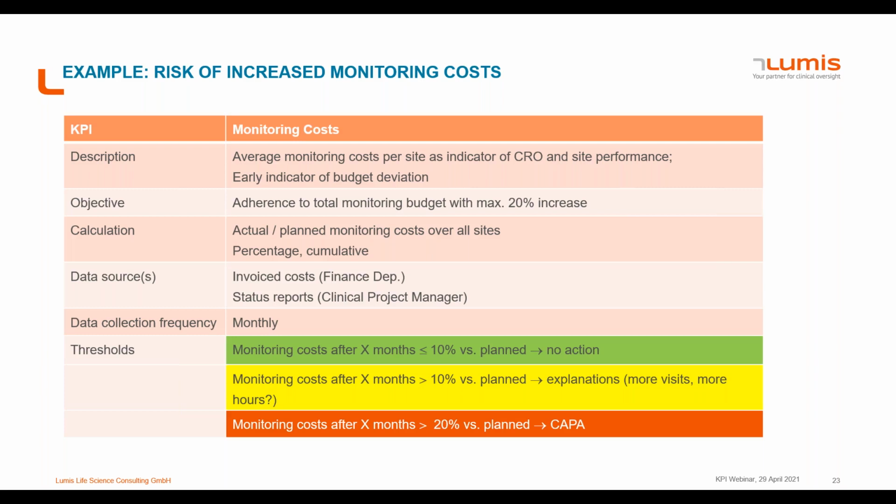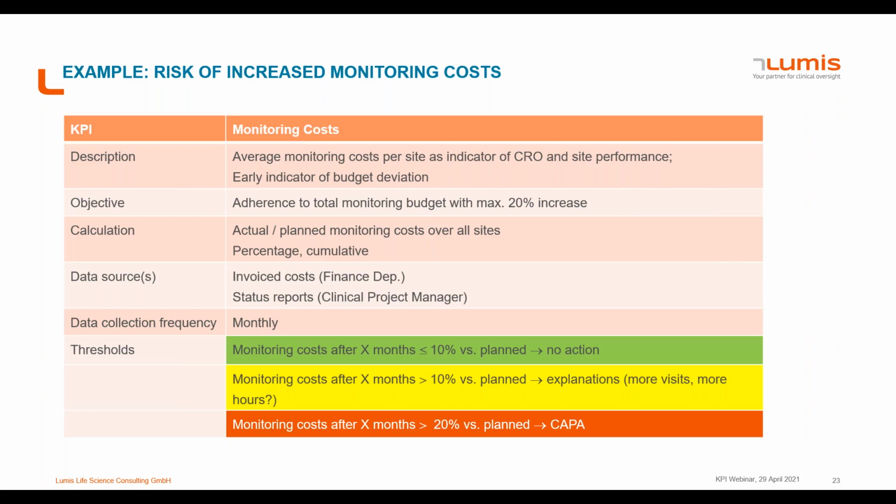The data sources here are the invoices that arrive at the finance department and the status reports of the clinical project manager, and the calculation of the KPI is done as a ratio of the actual versus the planned monitoring costs over all sites. The information is processed in percentage in a cumulative way. And again, we have here two thresholds, again highlighted in green, yellow, and red. For example, if after a certain number of months you have a budget deviation of less than 10%, there is of course no action needed.